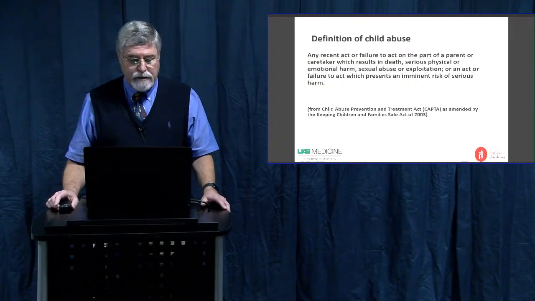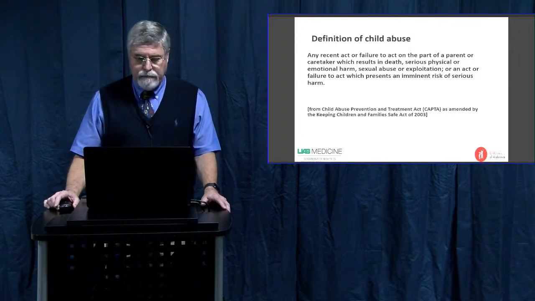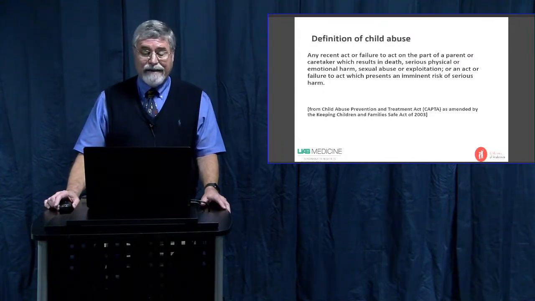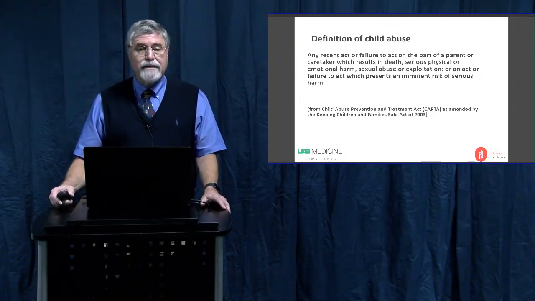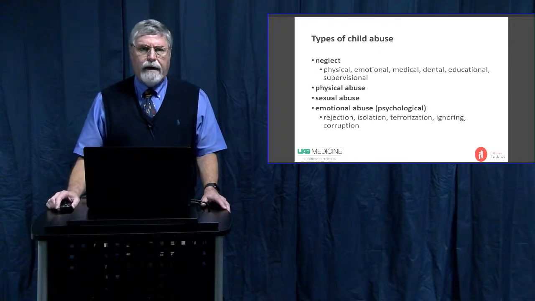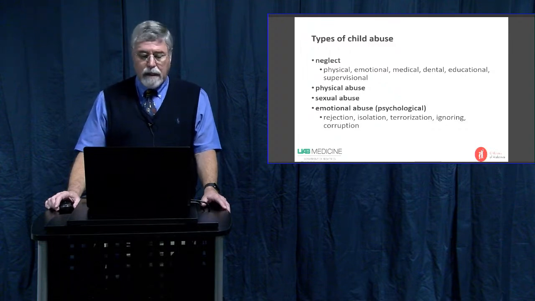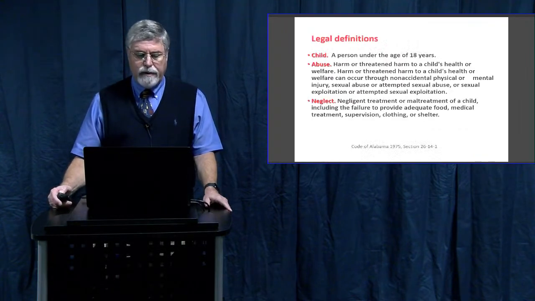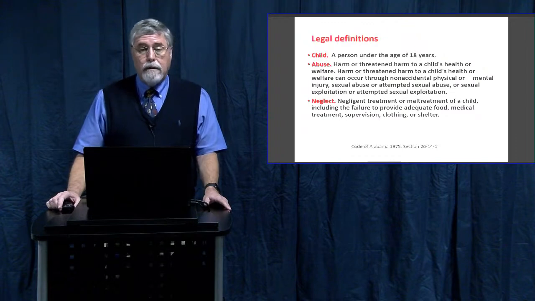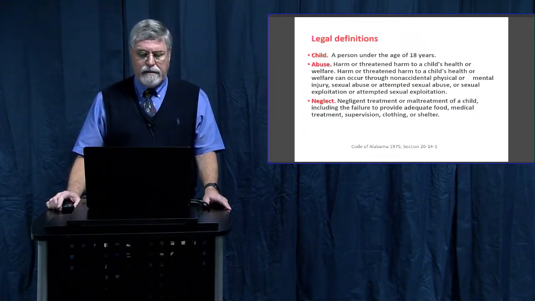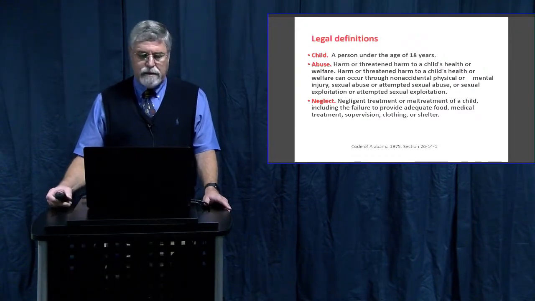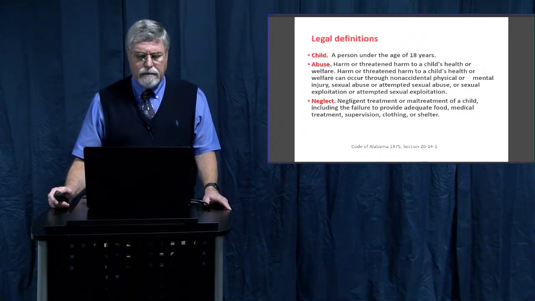So the definition of child abuse, this is from the CAPTA, Child Abuse Prevention and Treatment Act, that talks about an act or a failure to act on the part of a parent or caretaker which results in death, serious physical or emotional harm, sexual abuse or exploitation, or presents an imminent risk of serious harm. We divide child maltreatment into 4 categories: neglect, physical abuse, sexual abuse, and emotional abuse. You'll hear emotional and psychological abuse used interchangeably. Legally, throughout the world, child maltreatment, child abuse is defined as under 18. So on their 18th birthday, they no longer fall under child abuse laws or statutes, and that's true internationally as well as throughout the United States.